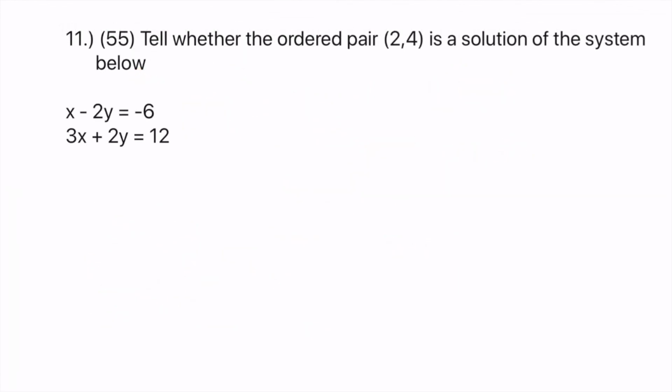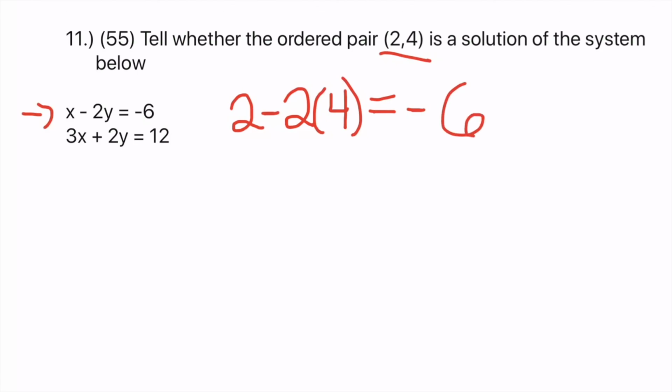Number 11, tell whether the ordered pair (2, 4) is a solution of the system below. So remember, in order for it to be a solution, it has to satisfy both of the equations. So what we need to do is plug this point into both of those and solve and make sure we get a true equation. So let's start with the first one. I'm going to plug in 2 for my x minus 2 times 4, because that's my y, equals negative 6. So we have 2 minus 8 equals negative 6.